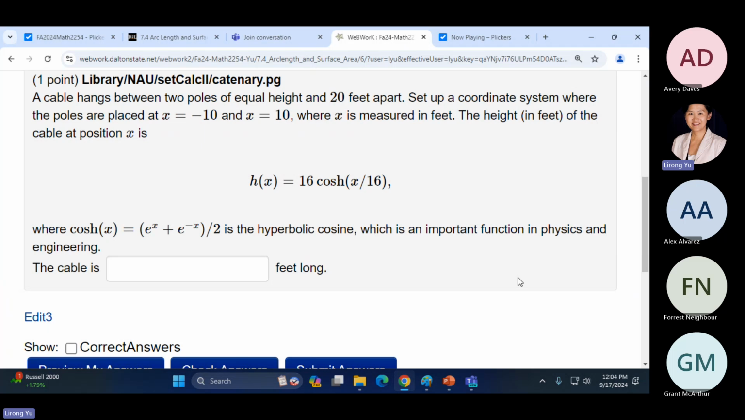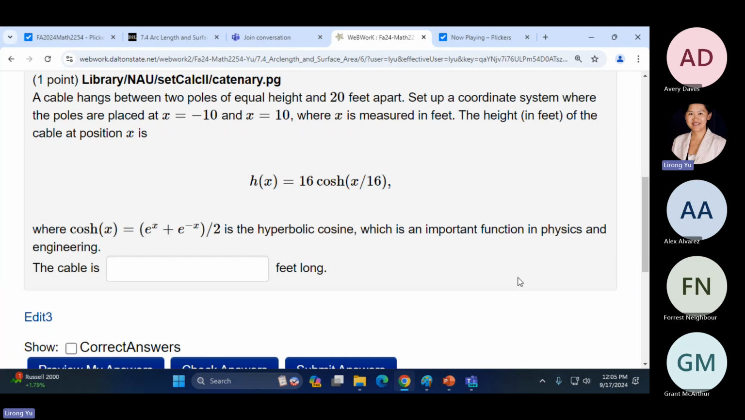The height of the cable at position x is equal to cosh, a hyperbolic function. The function definition itself is this, right? If you wonder what cosh means, this is the definition for it. That's the hyperbolic cosine, which is important in physics and engineering. We skipped that section. I think it's one of the sections in chapter 6, but if you want, you can review section 6.15 to get more examples out of it.